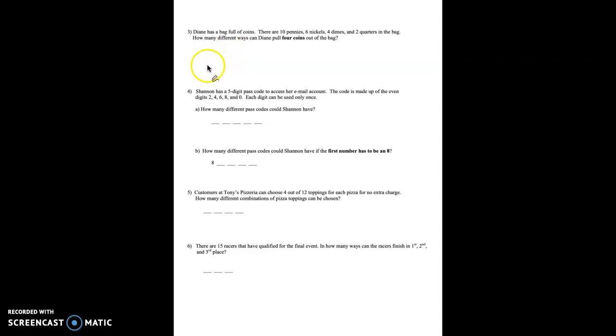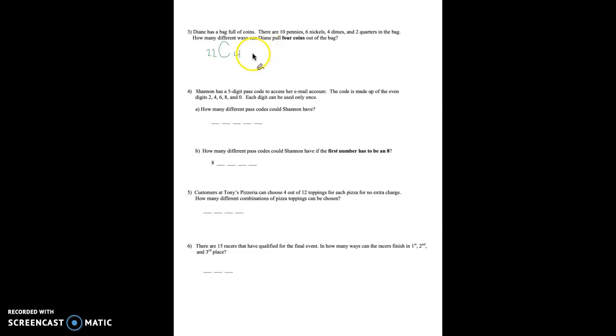All right, so problem 3. Diane has a bag full of coins. There's 10 pennies, 6 nickels, 4 dimes, 2 quarters. How many different ways can she pull 4 coins out of the bag? Doesn't tell us it matters the order, so this is a combination. So how many coins does she have? If we count that, we get 22 coins. And how many is Diane going to pick from those 22? She's going to pull out 4. Again, order doesn't matter, so that's a combination.